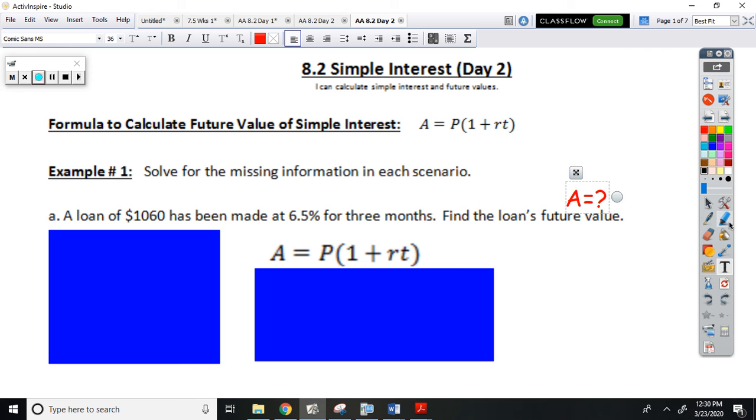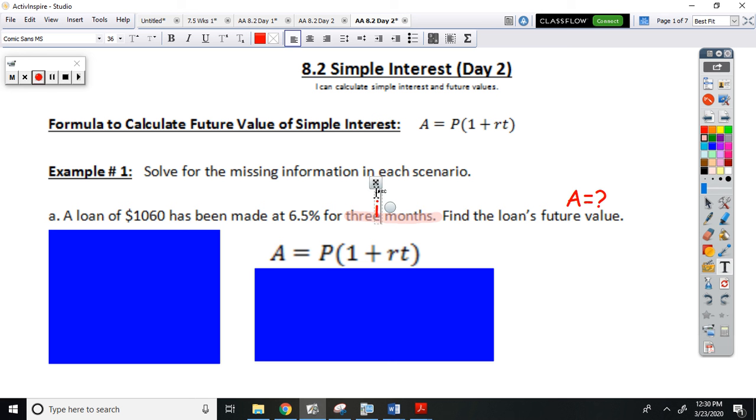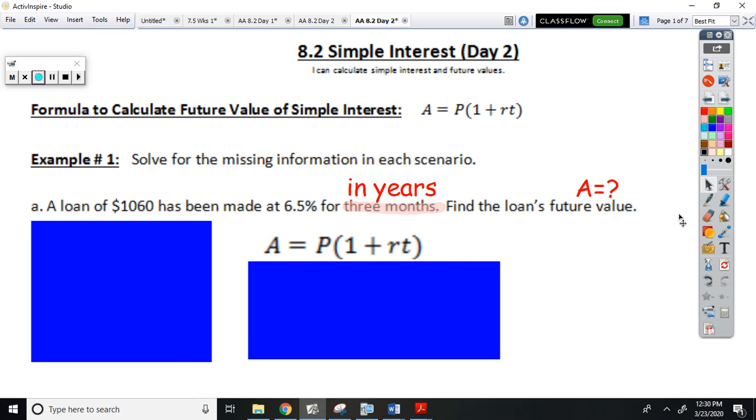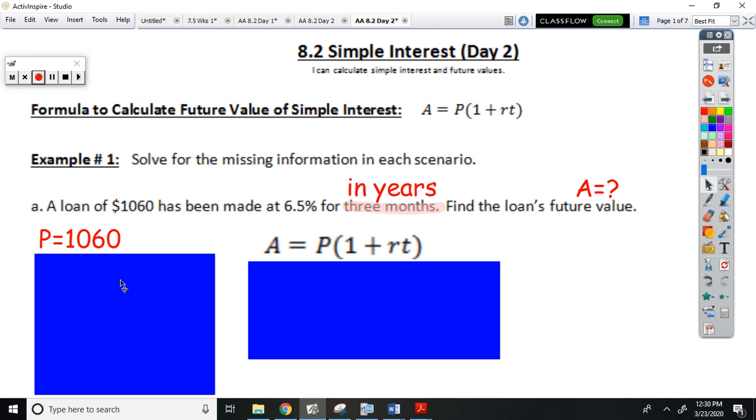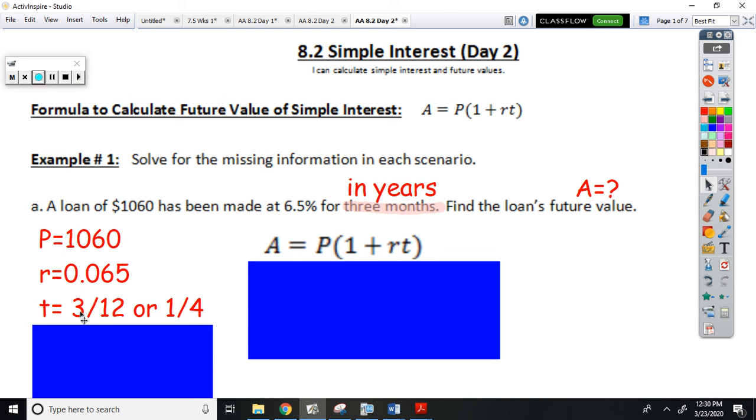Now the big problem with this question is that our time is in months. This needs to be in years, not months. So we need to convert 3 months into years by thinking about how many months are in a year, which is 12. So we just need to make this 3/12 of a year. So our P is 1,060. Our R as a decimal is 0.065. And our time then is 3/12 or 1/4 or 0.25.